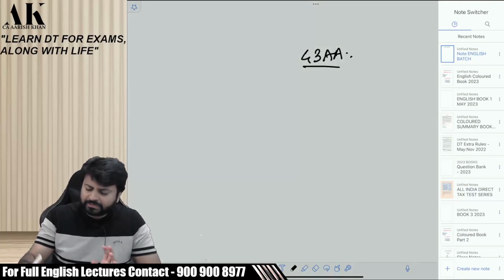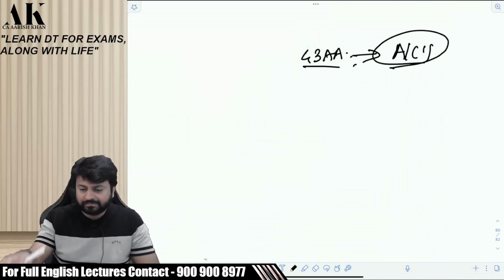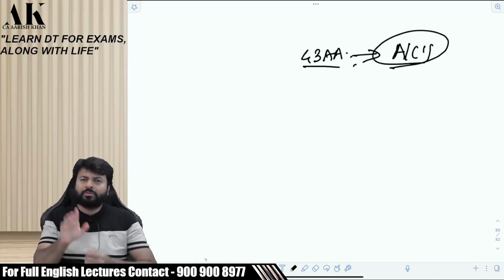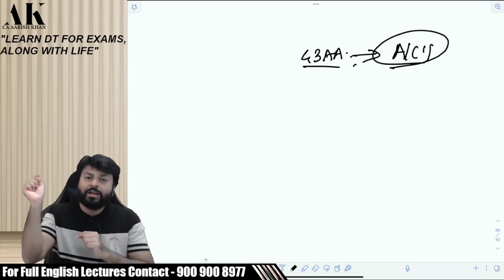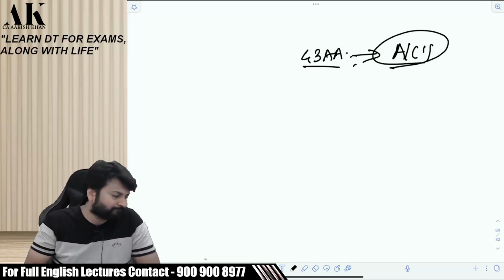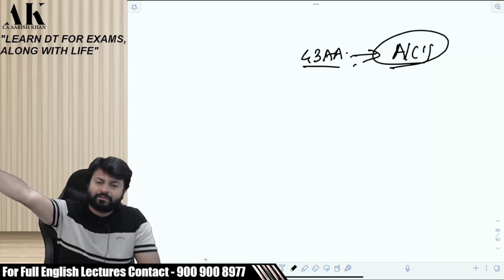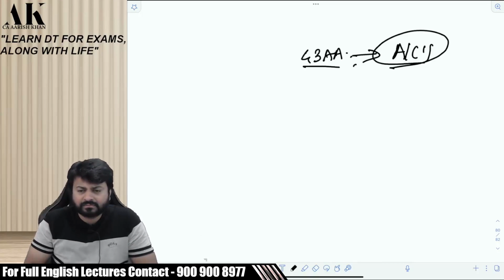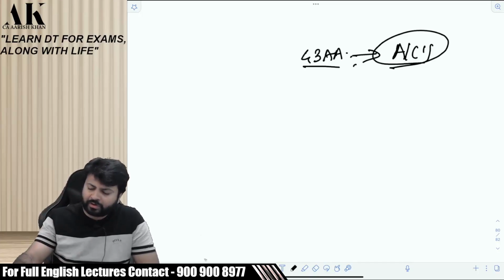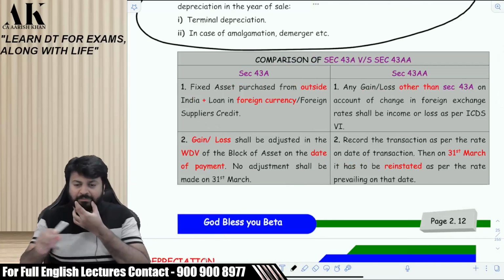Now, this 43AA is something similar to what you do in accounts, right? In accounts, what you do? First, you book the transaction as on the date of transaction. Then you revalue on balance sheet date. Yes or no? And then you make an actual payment, an actual receipt. At that time, you again recognize the gain or loss. So, this is the same thing you have to do in 43AA. Now, what does 43AA say? Right hand side, we will do a comparison of both of them.